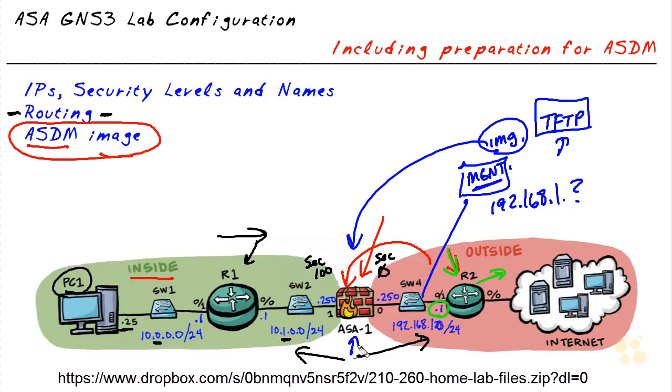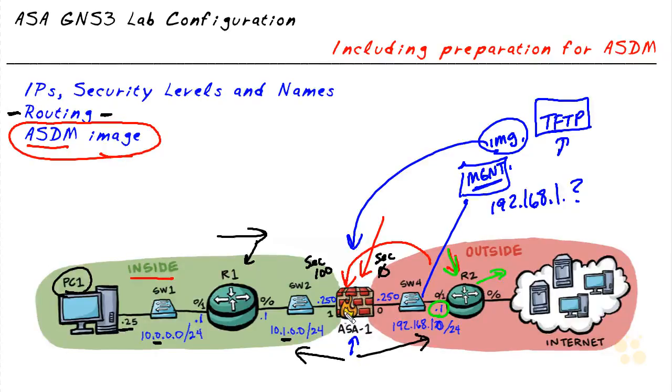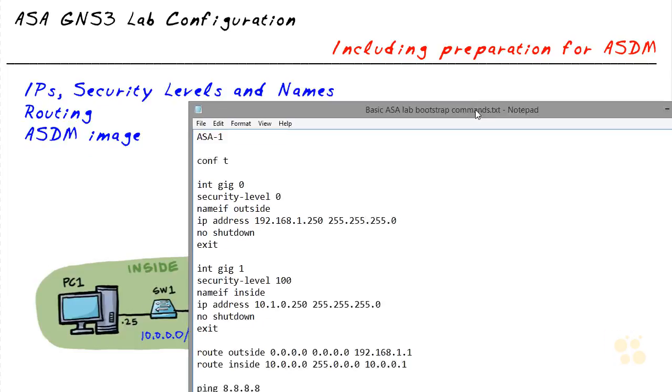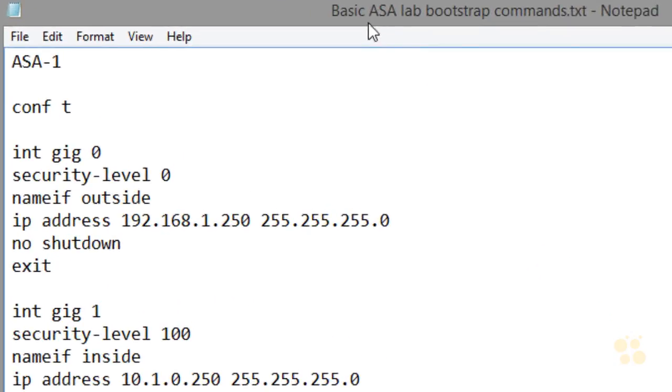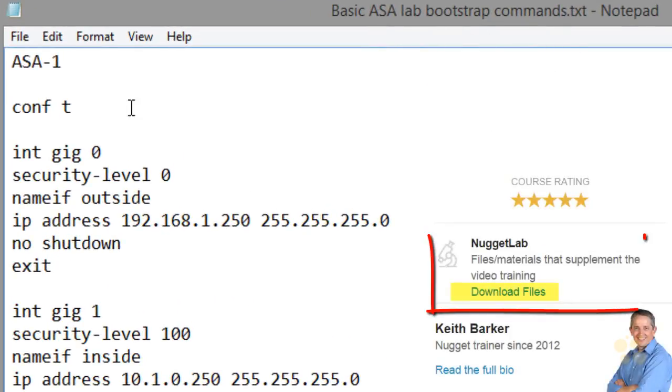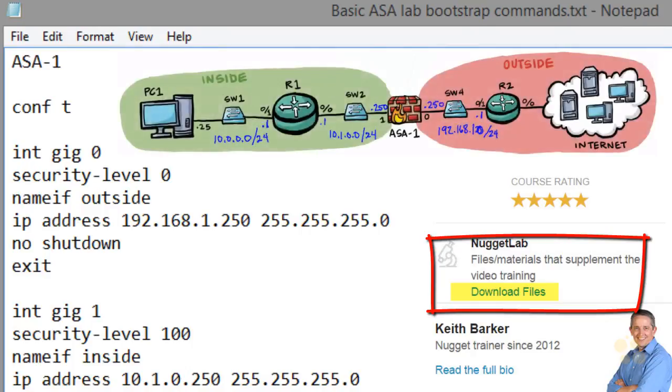And that'll be part of the preparation and setup so that we can use ASDM if we want to manage this ASA. I'm going to walk you through each of these steps. And check this out. I've also got another document for you. It's called the Basic ASA Lab Bootstrap Commands. And it has all of the commands that we're about to use on the router and the ASA to go ahead and get everything in this topology working.